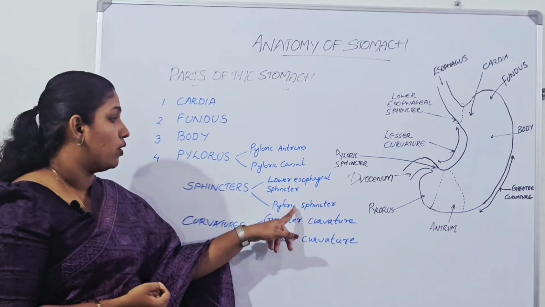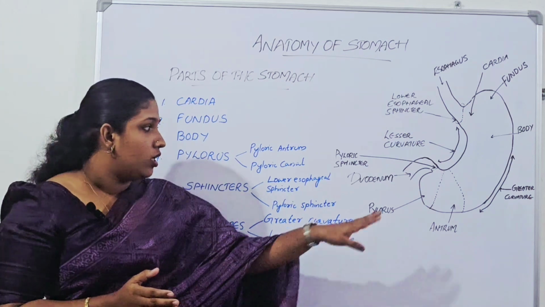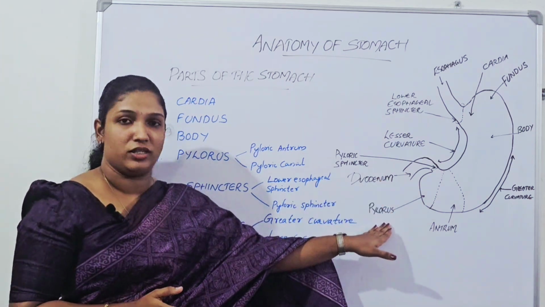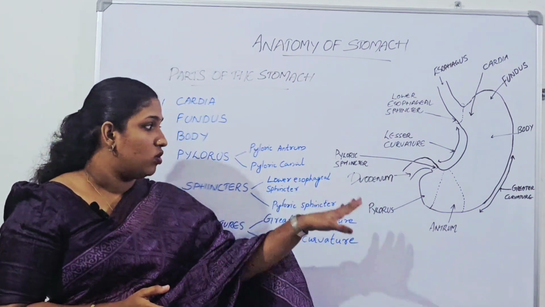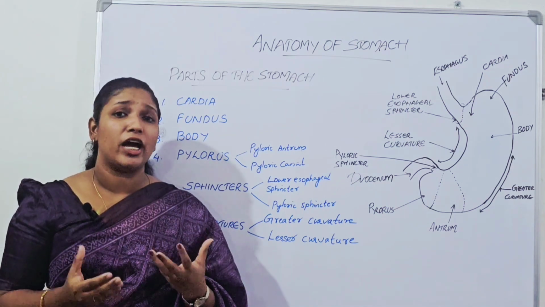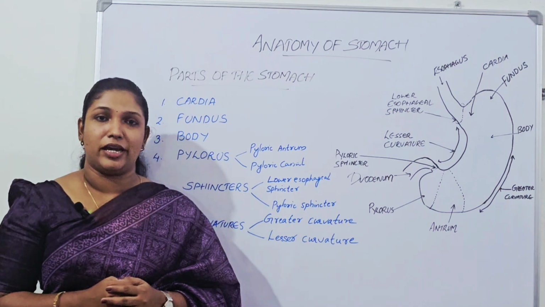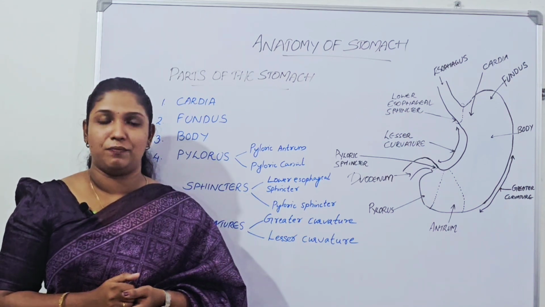Next is the pyloric sphincter. The pyloric sphincter is located between the duodenum and the pylorus, which regulates the flow of chyme. What do you mean by chyme? Chyme is partially digested food particles passed to the small intestine, and that too in small amounts.